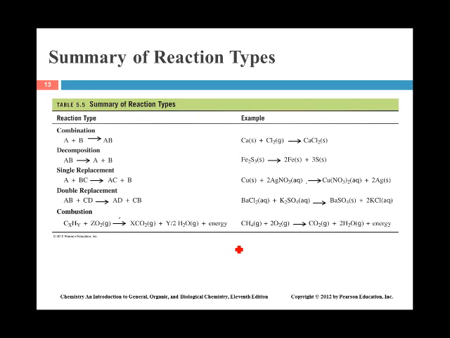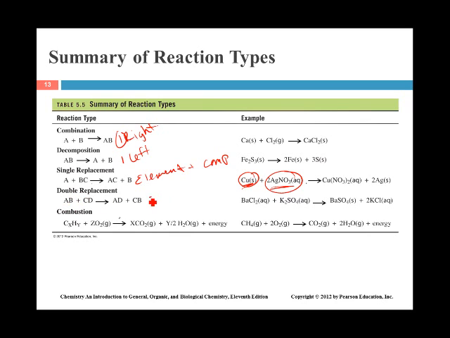Alright, here's some generic examples. Remember, combination, one thing on the right. Decomposition, one thing on the left. Single replacement is an element and a compound. For instance, right here we have an element and a compound. Copper is an element because it's not bonded to anything else. Silver nitrate is a compound because it's more than one element.